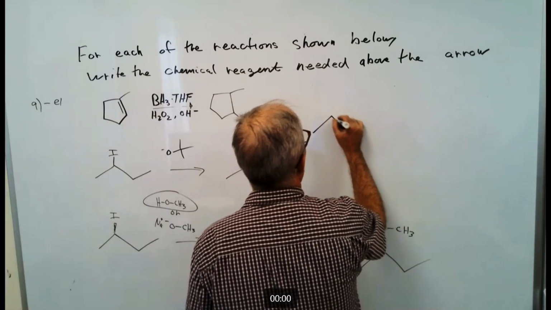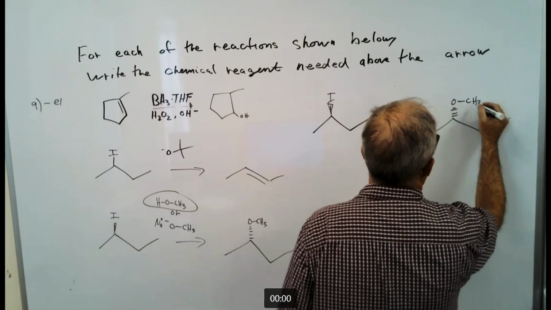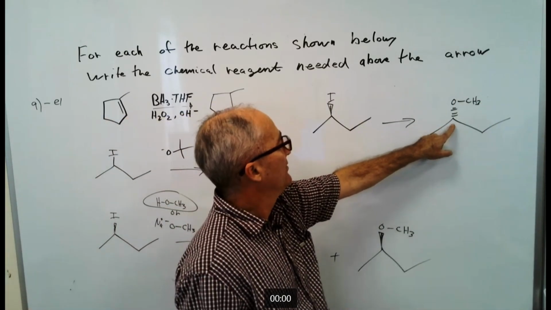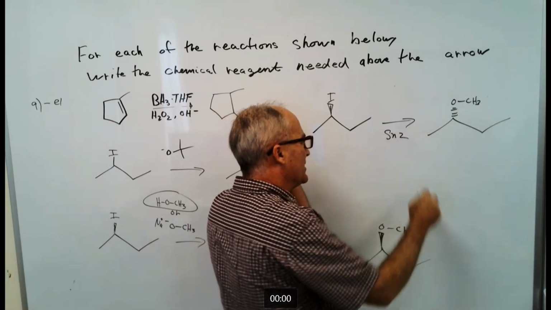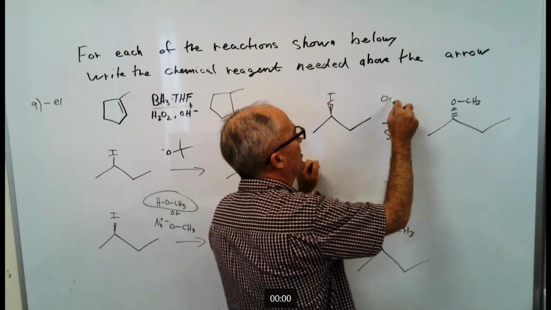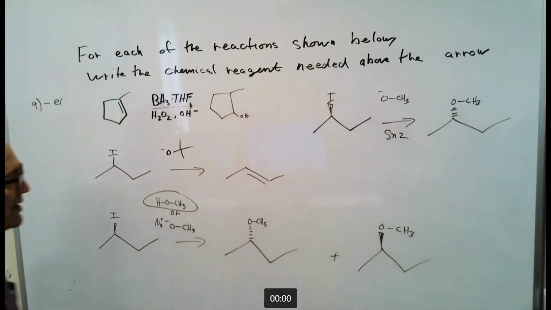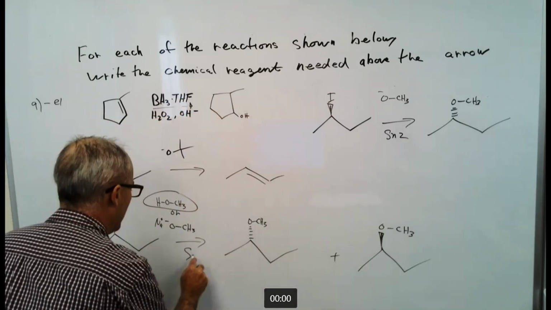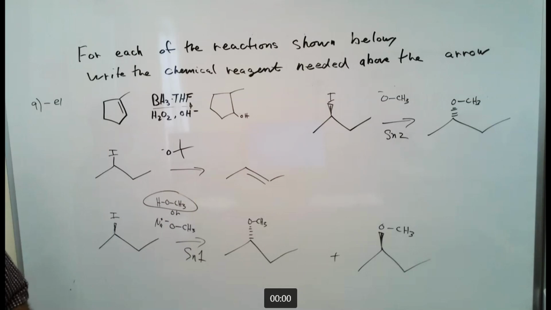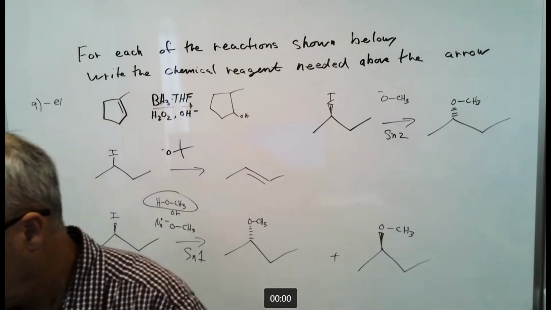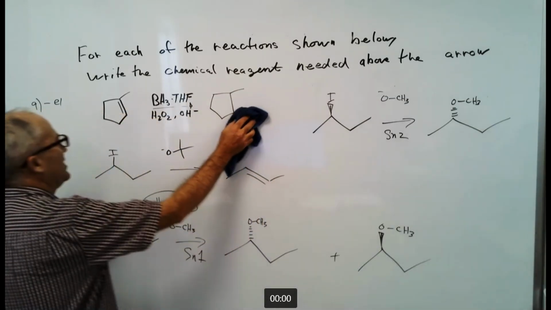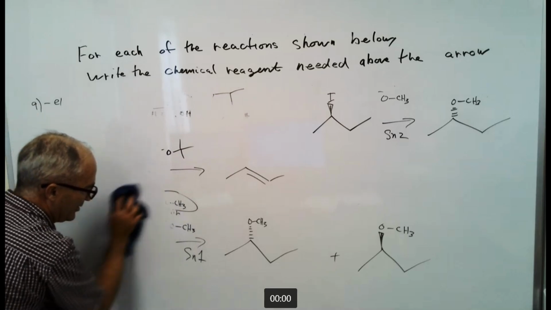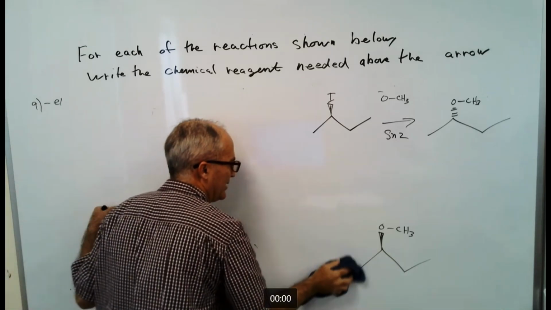Now let me just repeat this right here. This one, since it's inverted, I'm going to have to figure out SN2 and I'm going to have to get a strong nucleophile. So I'd want the methoxide. Here I'd want the weak nucleophile to make it go SN1. Yeah, so there's a few of those. Supply the reactant.